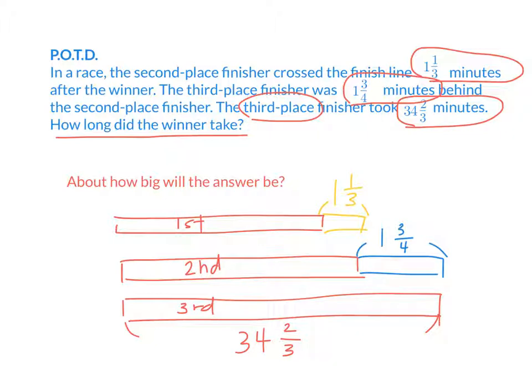Very good. So now we've done R. We've read the problem. We've done D. We've drawn a tape diagram. Now we have to W. We have to write an equation that shows how fast the first place winner took. Remember, we're trying to figure out how long this is. So looking at this tape diagram, how could we write an equation that would show how fast the first place winner ran the race? Go ahead and talk at your table groups.